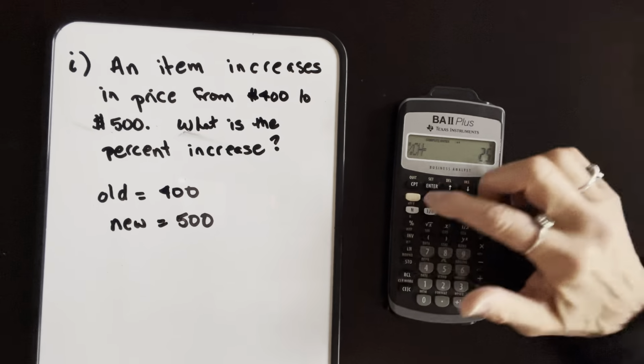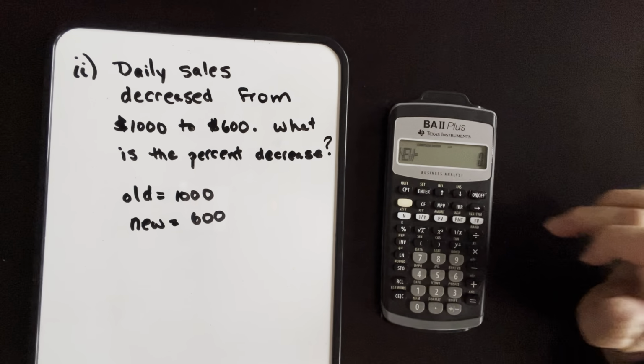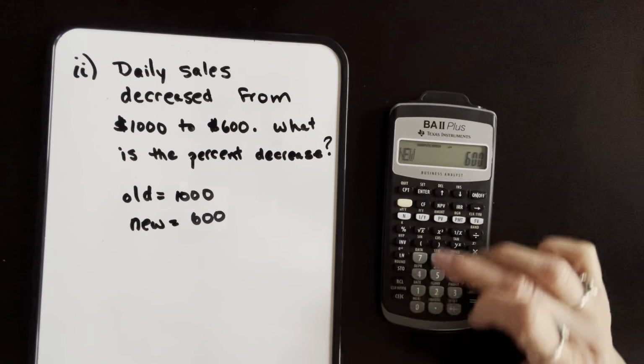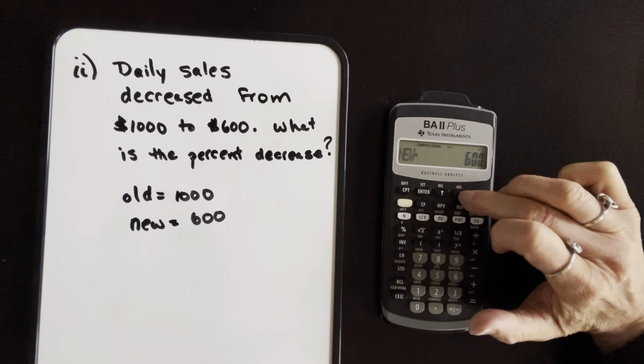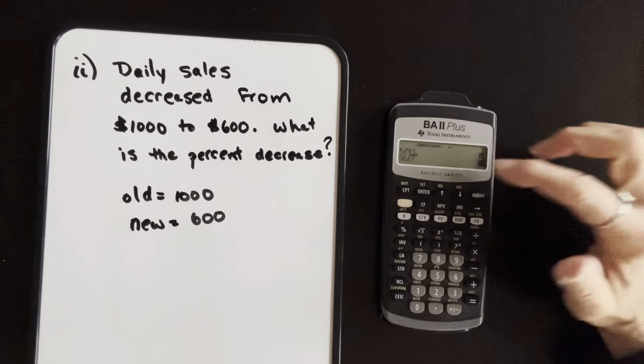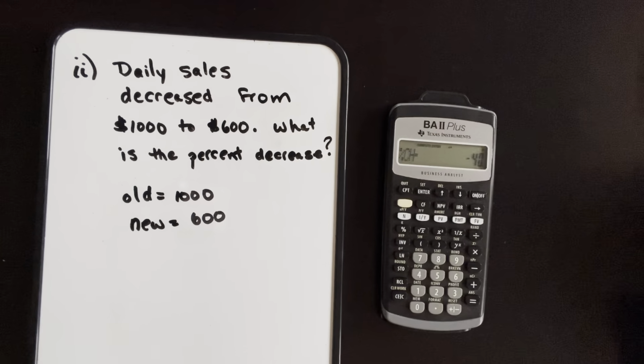In our next example, daily sales decreased from 1,000 to 600. What's the percent decrease? So the old was 1,000. The new is 600. So let's enter those values. Old is 1,000. Remember, you have to enter it. Scroll down. New is 600. You have to enter it. Scroll down. Percent change, that's what you want to compute. -40%, so a decrease of 40%. Let's clear this and do the third example. So second function, clear work.